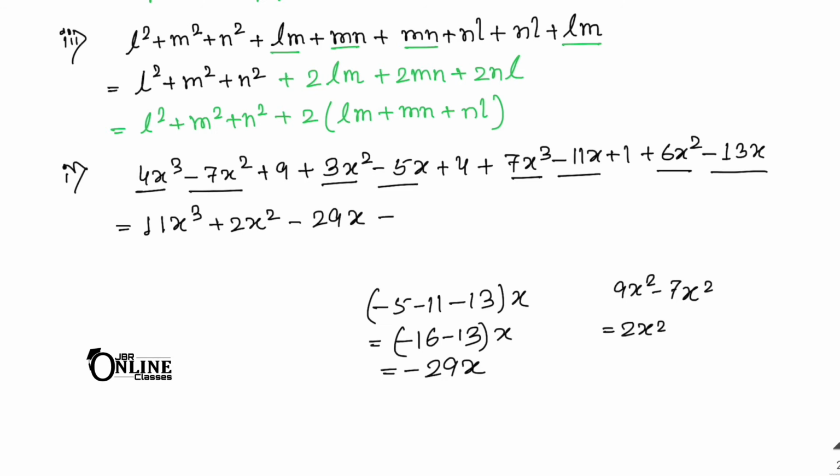And now the last one here, 9, 4 and 1. So 9 plus 1, 10, 10 plus 4, it's 14. So that means your final answer is 11x cube plus 2x square minus 29x plus 14.